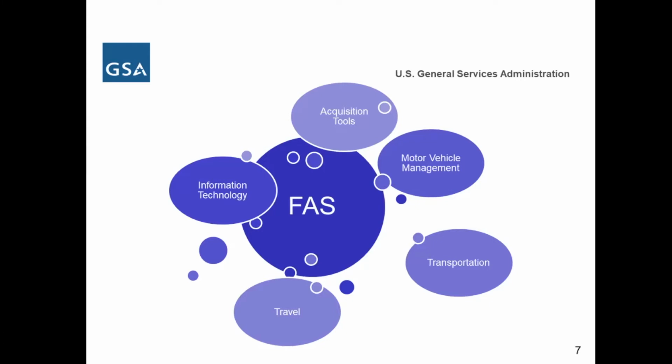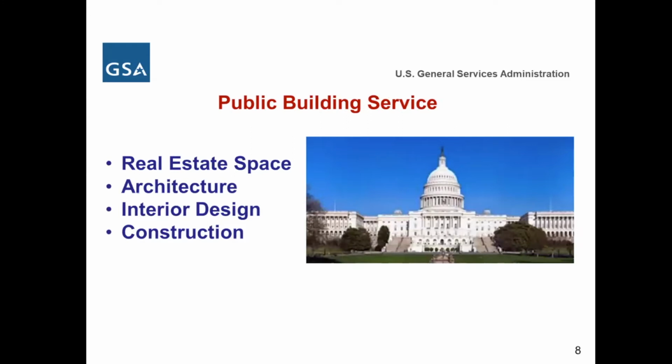The Public Building Service, or PBS, provides real estate space, architecture, interior design, and construction for all federal buildings. PBS owns or leases over 8,600 assets, maintains an inventory of over 370 million square feet of workspace for roughly 1.1 million federal employees, and preserves over 500 historic properties across the country. In the end, small businesses provide building maintenance, security, landscaping, construction, architecture, and all services needed to keep these buildings running.